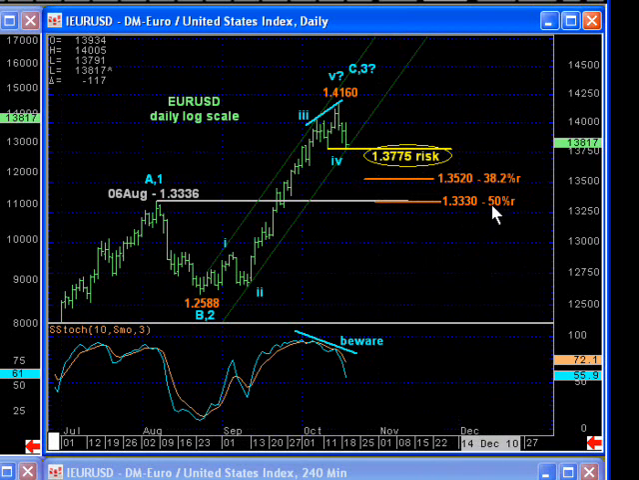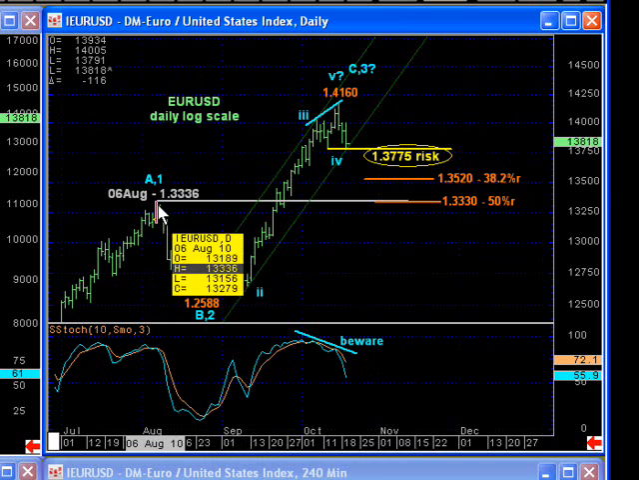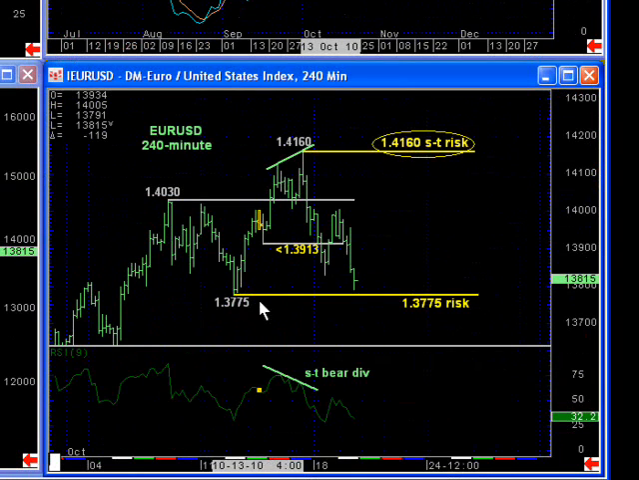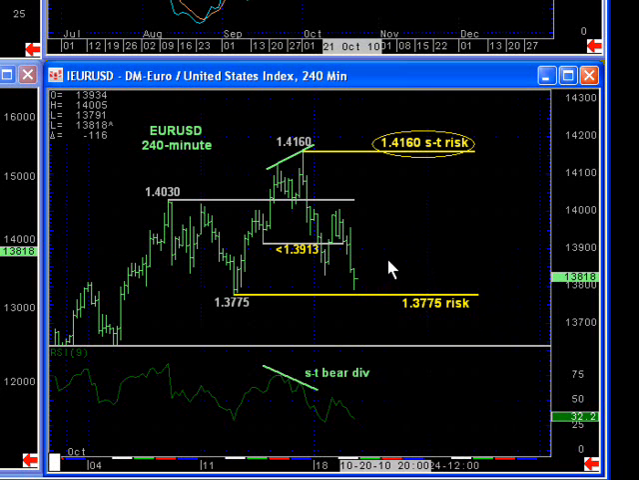The 133.30 area is a 50% retrace of this most recent rally from 125.88 to 141.60 and also correlates almost exactly with the former key resistance from August 6th at 133.36 that is now considered new support. While the market has yet to break that 137.75 low, we think it's only a matter of time. So traders are advised to move to a neutral sideline position for the time being and look to interim recovery attempts as corrective selling opportunities ahead of a larger degree move to the 135 to 133 range.